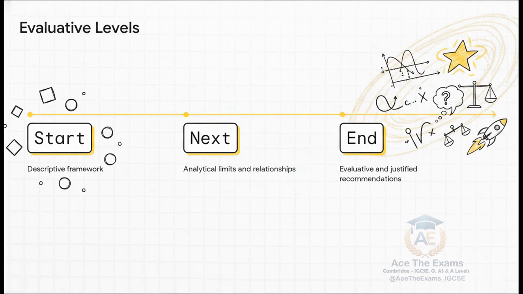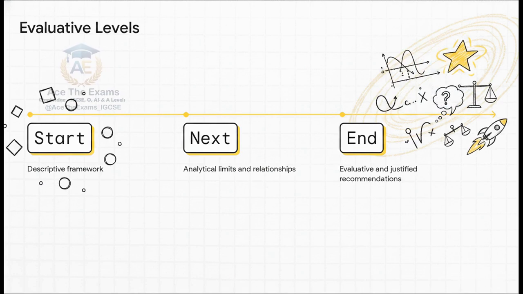Charting your path to that A-star orbit means you've got to scale your working up these evaluative levels. You usually start at basic descriptive math, just stating the facts. But then you have to move up to the analytical level, actually showing the relationships and the specific limits of your integration. And finally, you push into the evaluative level. This means identifying limitations, checking your assumptions, comparing alternatives, and providing fully justified recommendations. That top tier? That is exactly where the elite marks live.